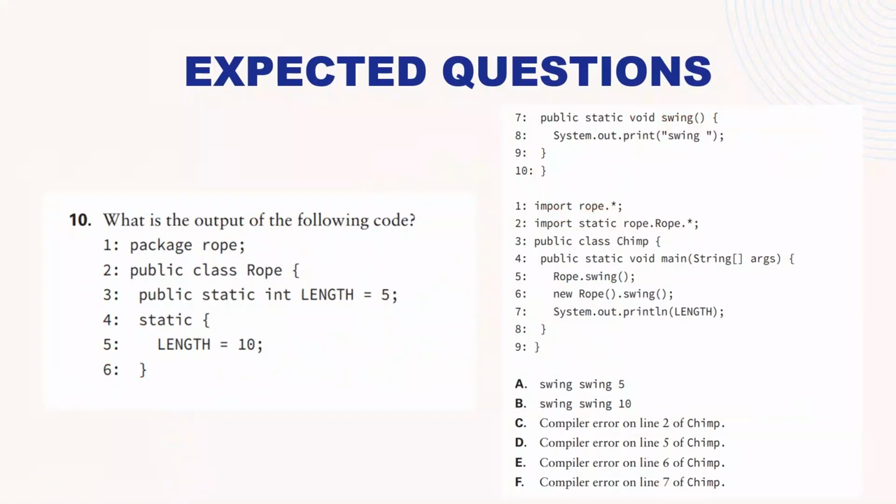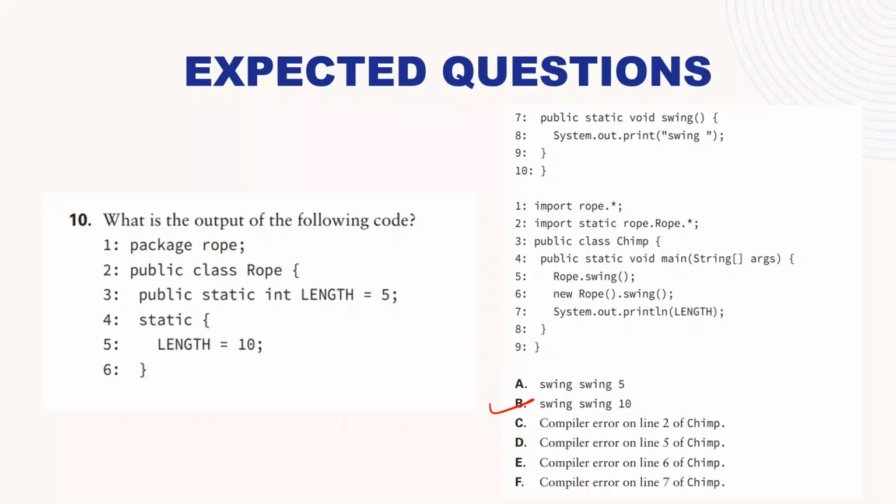Question number 10, guys, it says what is the output of the following code? If you see through the code, there is a package, there is a class Rope, and there is a static block, and static int length equals 5, and we have a method void swing that just prints something. Then we import Rope, and then import static Rope.*. So it is doing some stuff over here, and then there is this code. By looking at the code and the options, I would say that the correct option in this case is B, which is swing 10.